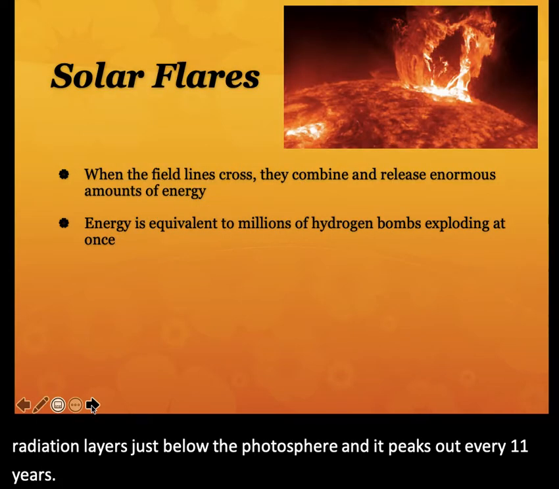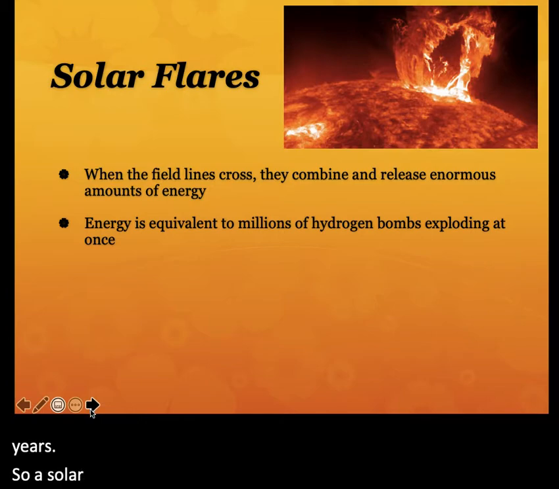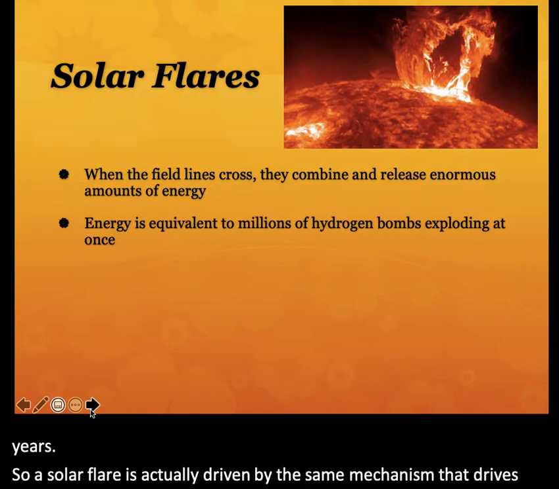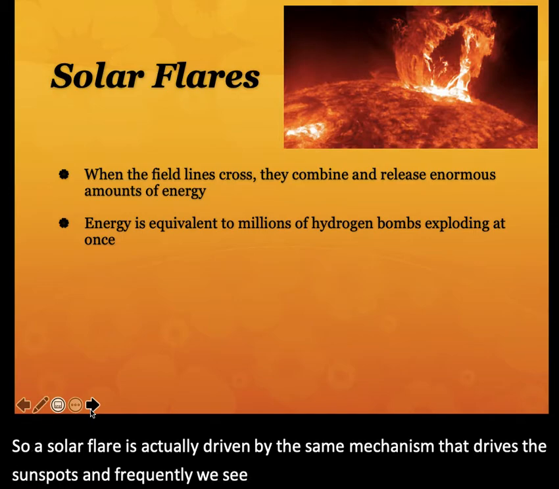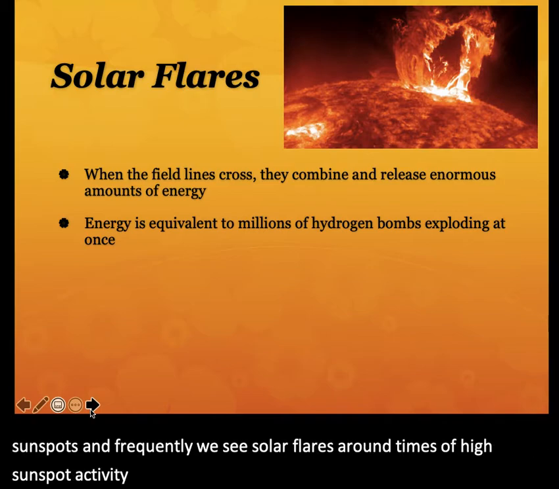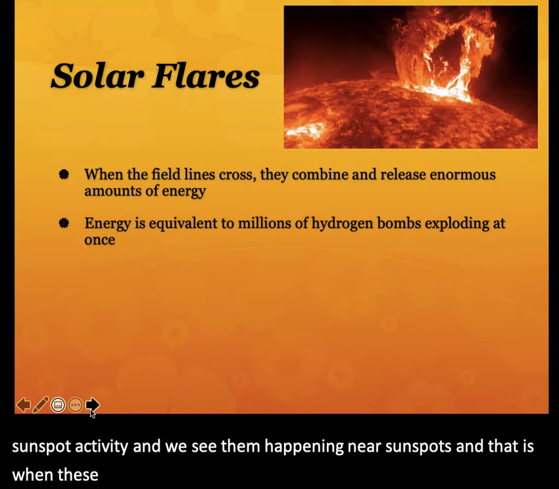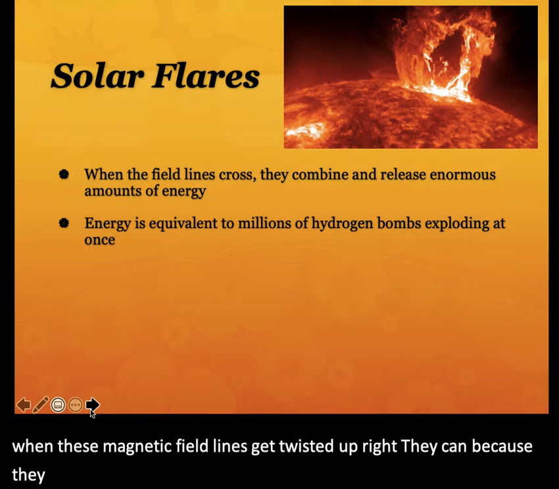So a solar flare is actually driven by the same mechanism that drives the sunspots. And frequently we see solar flares around times of high sunspot activity, and we see them happening near sunspots. And that is when these magnetic field lines get twisted up, right? Because they need to be continuous, they will twist up until a point where they snap, and then they need to get released.